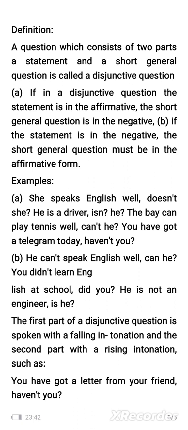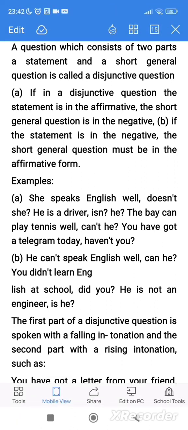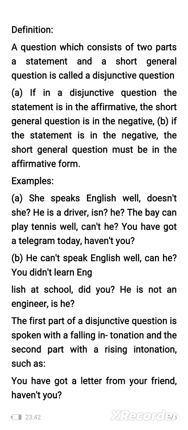If the statement is in the negative, the short general question must be in the affirmative form. For example, he can't speak English well, can he? You didn't learn English at school, did you? He isn't an engineer, is he? The first part of a disjunctive question is spoken with a falling intonation and the second part with a rising intonation. You have got a letter from your friend, haven't you?